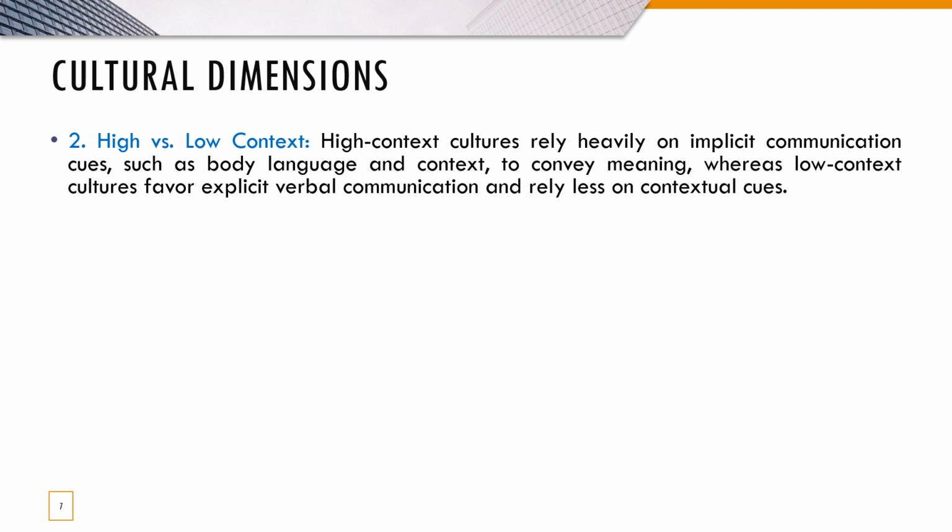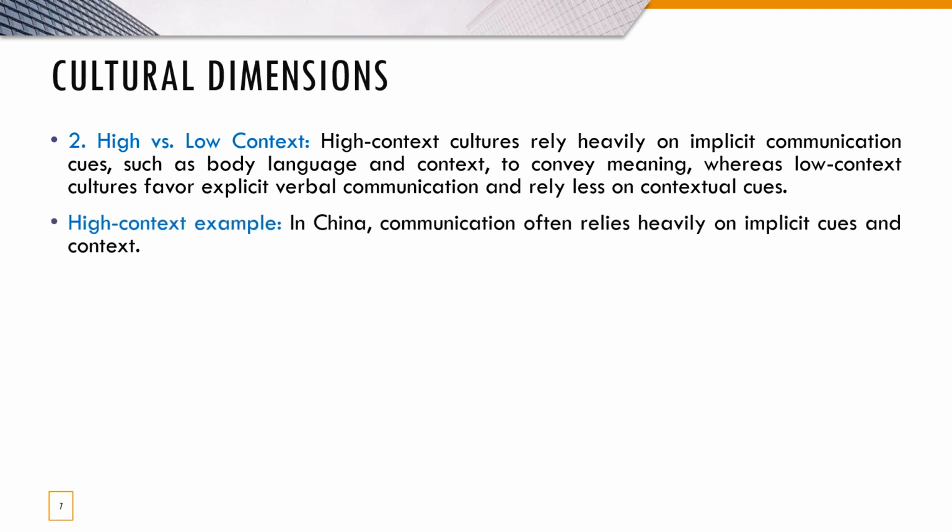Another dimension is high versus low context. When we say high context cultures, they rely heavily on implicit communication cues such as body language and context to convey meaning, whereas low context cultures favor explicit verbal communication and rely less on contextual cues.